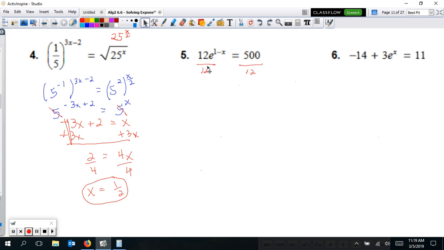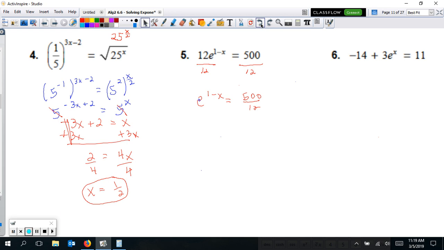So divide both sides by 12. That cancels the 12s here. And now we'll have e to the 1 minus x on this side, 500 over 12 on the other side. And so now what we want to do is get rid of the e. Obviously we're not going to be able to make this into a base of e at all. So this one's just going to require us to zap it with log base e, or the natural log. That will undo the e base and release my 1 minus x.